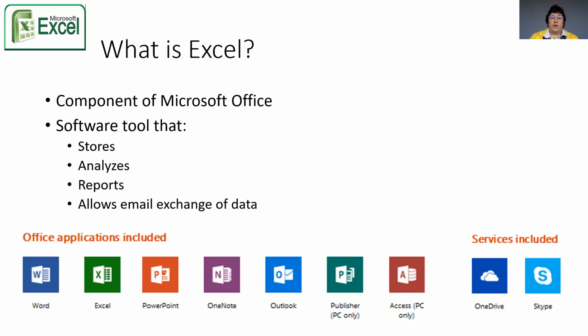OneNote just captures random notes, meeting notes, etc. You can access that from external sites. Outlook is its mail. Okay, we're just shifting documents from one person to another. Publisher is a marketing tool that will be able to generate various marketing items. And Access is a database.